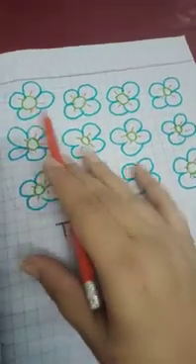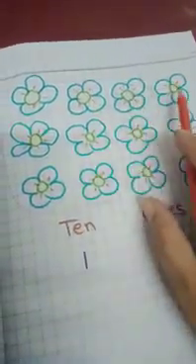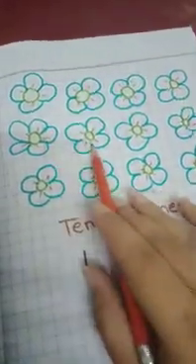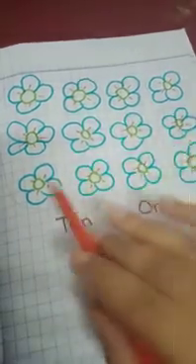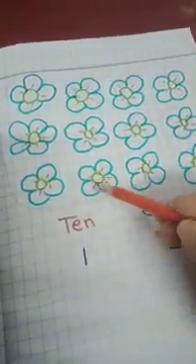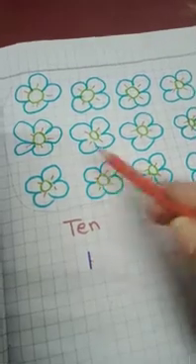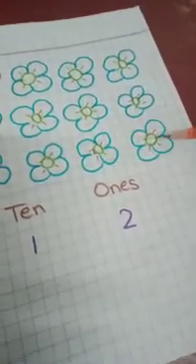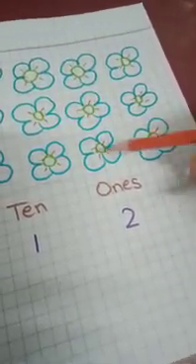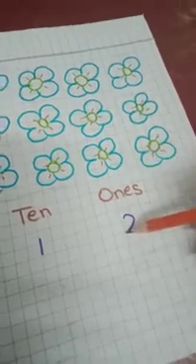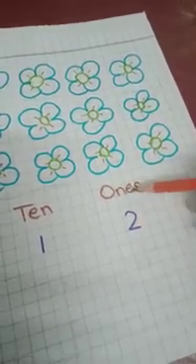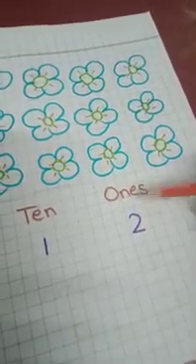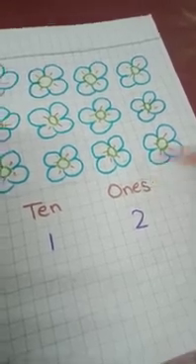Count it again. 1 to 10. This is a group of 1 ten. And the remaining flowers are 1, 2. How many flowers? 2. We write here 2. 2 ones. What is this? 2 ones. Very good.